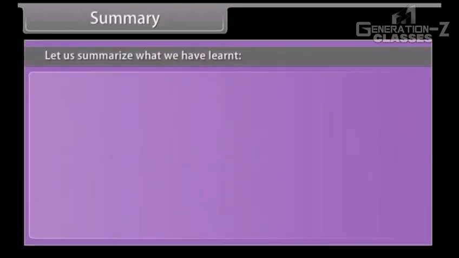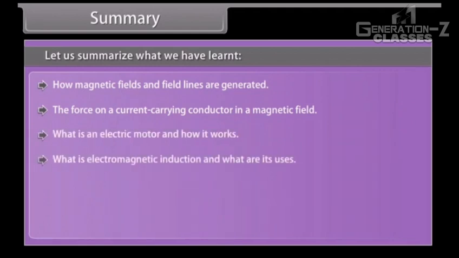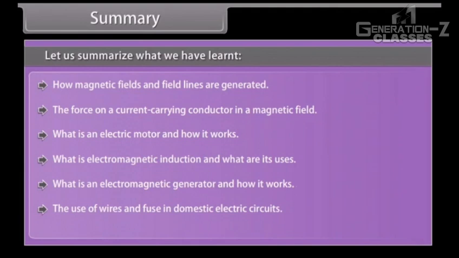Summary. Let us summarize what we have learned. How magnetic fields and field lines are generated. The force on a current-carrying conductor in a magnetic field. What is an electric motor and how it works. What is electromagnetic induction and what are its uses. What is an electric generator and how it works, and the use of wires and fuse in domestic electric circuits.